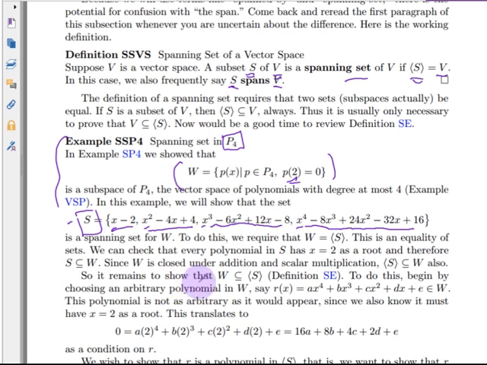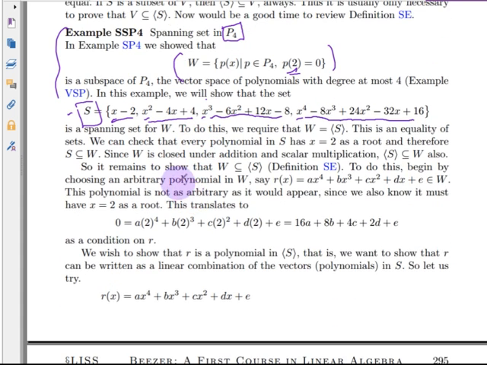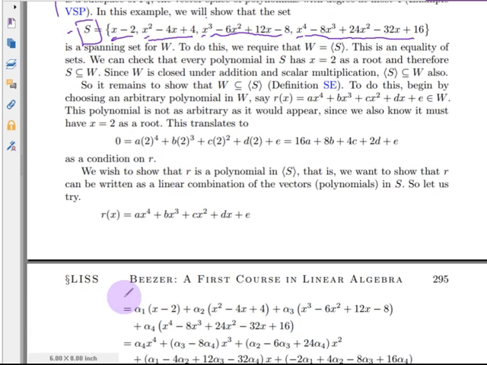Okay, so now we've shown that S is in W, so that means the span of S must be inside of W, because W is closed under scalar multiplication and addition. Right, so now we want to show that every vector in W can be expressed as a linear combination of the vectors in S. So let's write down an arbitrary linear combination of the vectors in S: alpha 1 times the first, plus alpha 2 times the second, plus alpha 3 times the third, plus alpha 4 times the fourth.